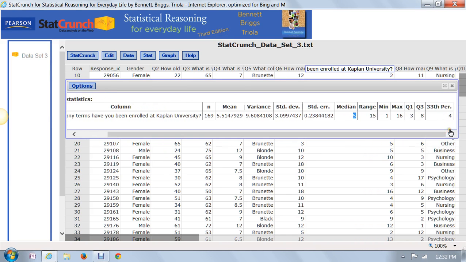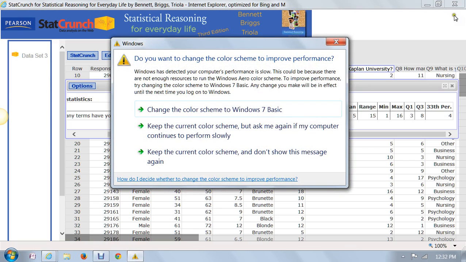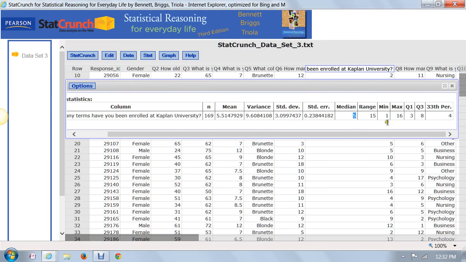Q1 is the first quartile. That means it's the same as the 25th percentile. 25% of the students, or the data entries, said they were enrolled 3 terms or less. Q3 is the third quartile, and that says 75% of the respondents said that they had enrolled for 8 terms or less.